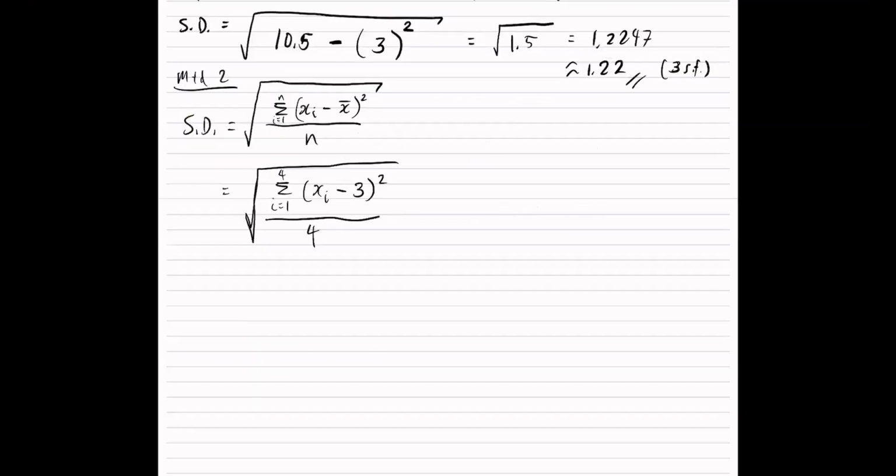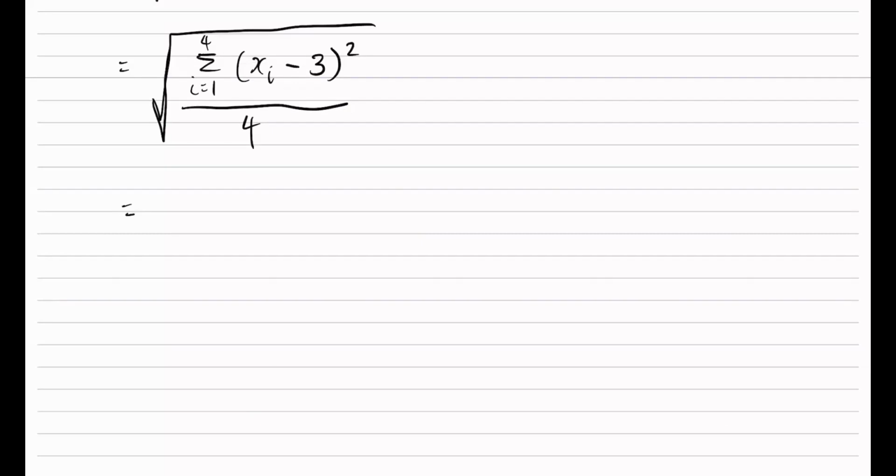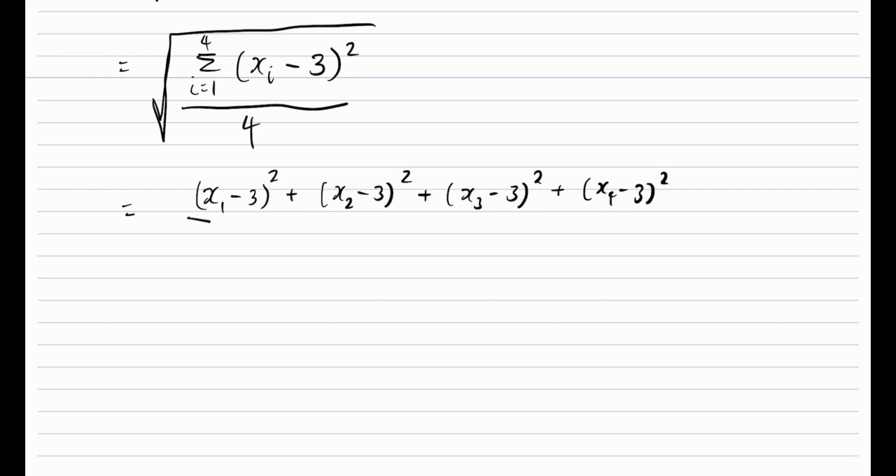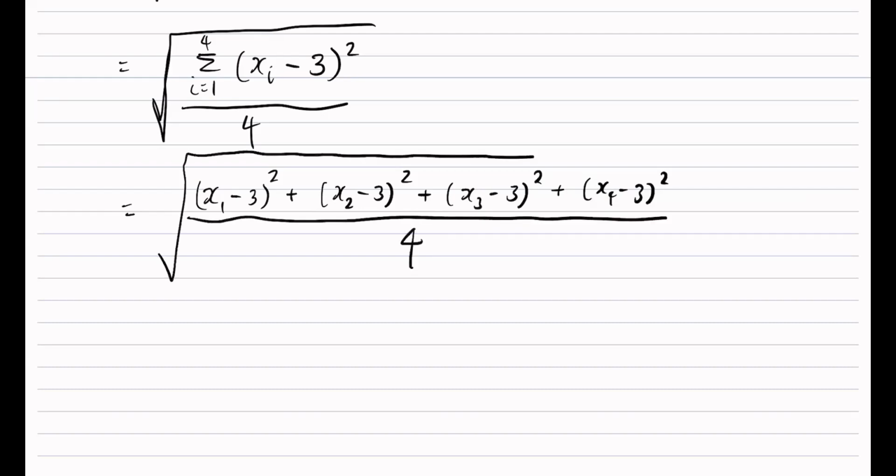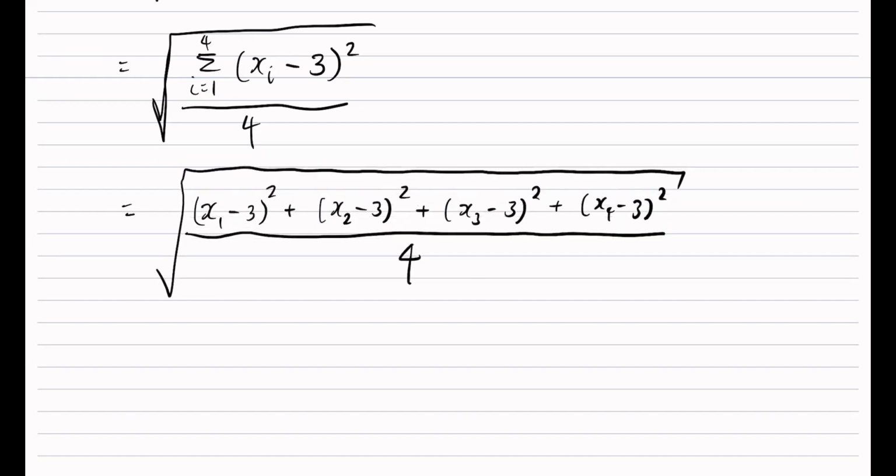Simplifying a bit more, what does that mean? It means we take x1, we minus away 3, then we square it. Plus, we take x2, we minus away 3, we square it. Plus, we take x3. And then the last one, x4. Can see the pattern, right? And then you take the square root of the entire thing. That's the standard deviation. Then what is x1, what's x2, what's x3, what's x4? You look back at the example.